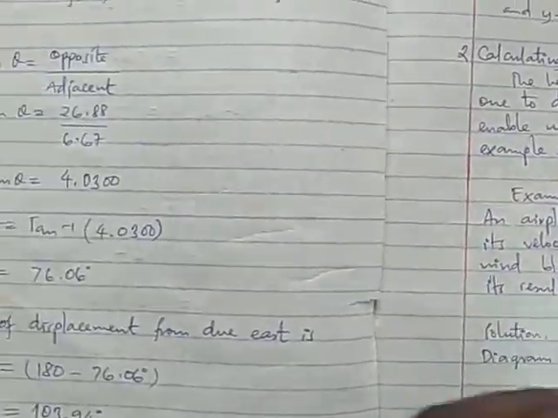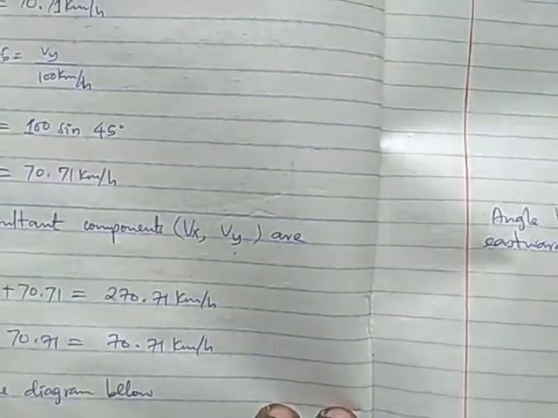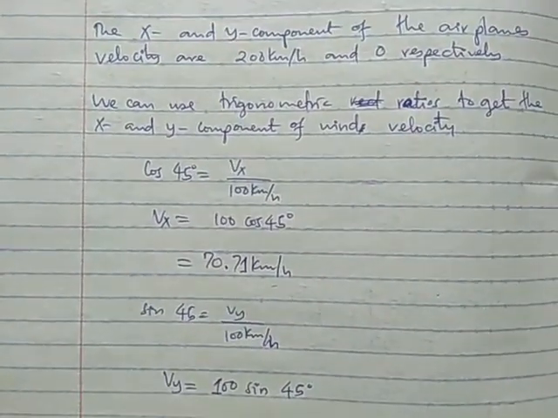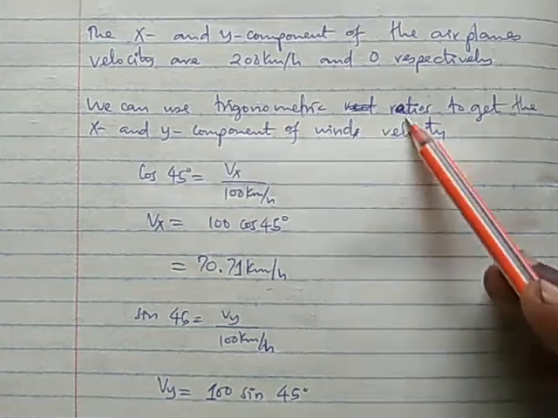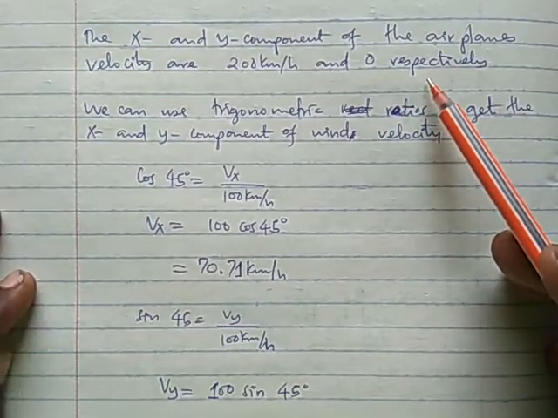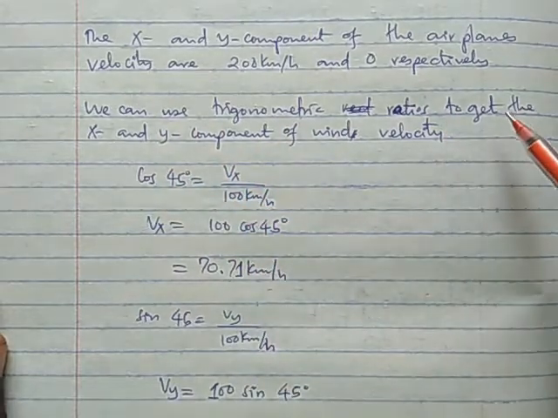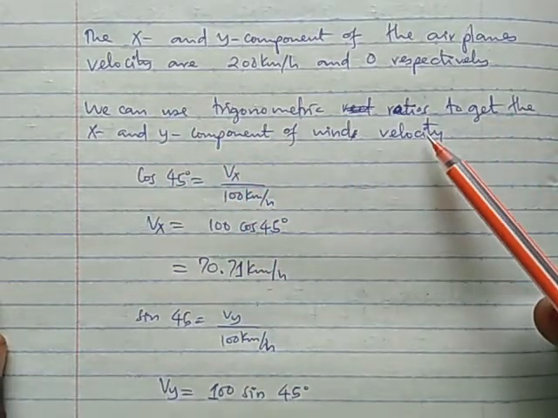So that's easy and doesn't take much effort. We will separate into x and y components. So the x and y components of the airplane's velocity are 200 and 0. But we can use trigonometric functions to get the x and y components of the wind velocity.